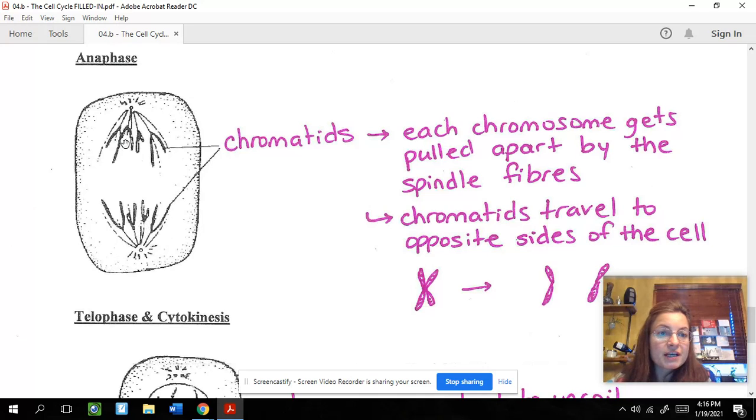So each chromatid starts moving to opposite ends of the pole. The way this works is the spindle fibers will shorten, which is what pulls them apart.